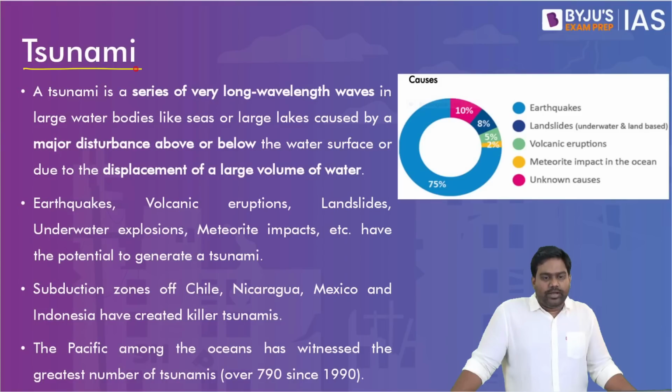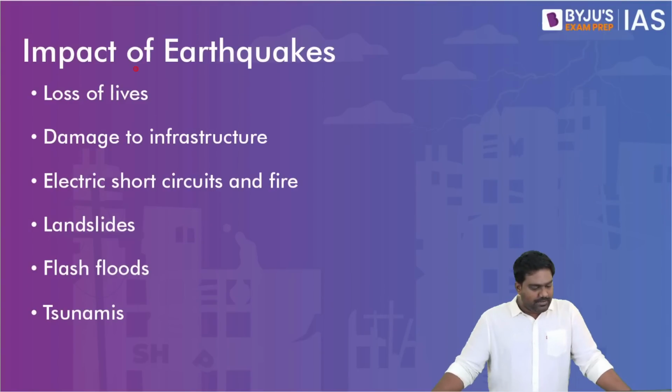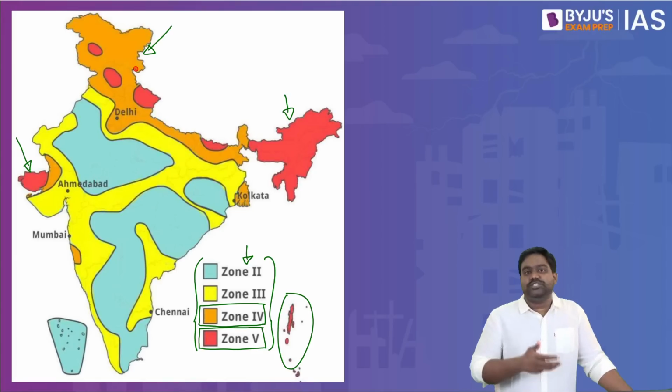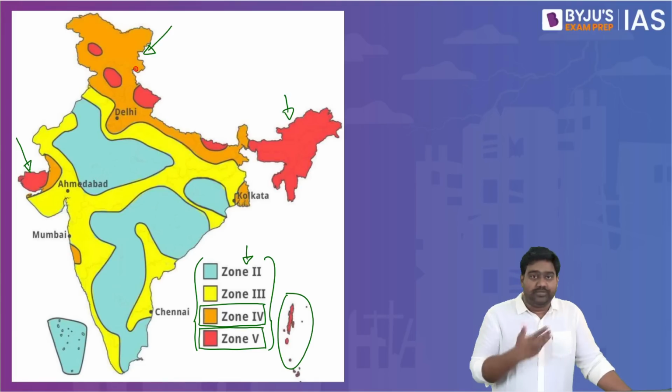Abhishek is asking, why not zone 1 in the map? If you're referring to the hazard map over here, according to seismologists, there's no point in listing zone 1. Zone 1 is a safe zone. Only those zones which witness any kind of seismic activity are listed in the hazard map. So zone 1 is not even part of a seismic map. It's not even considered, because those are very stable regions.